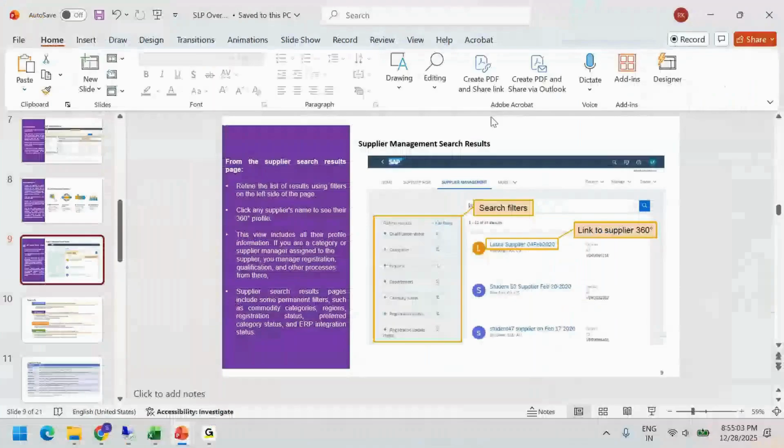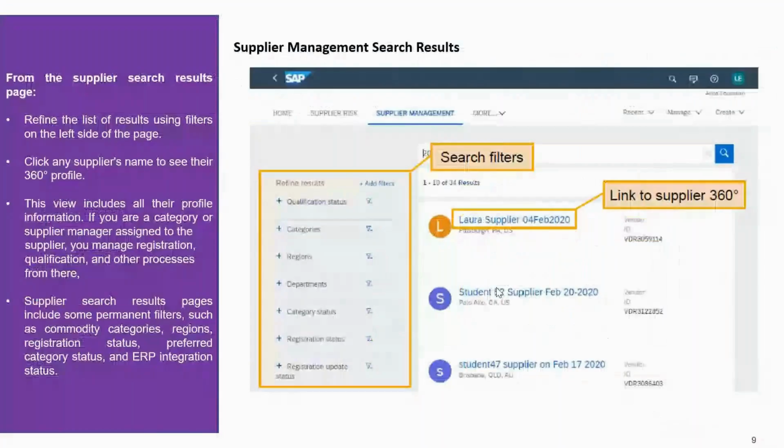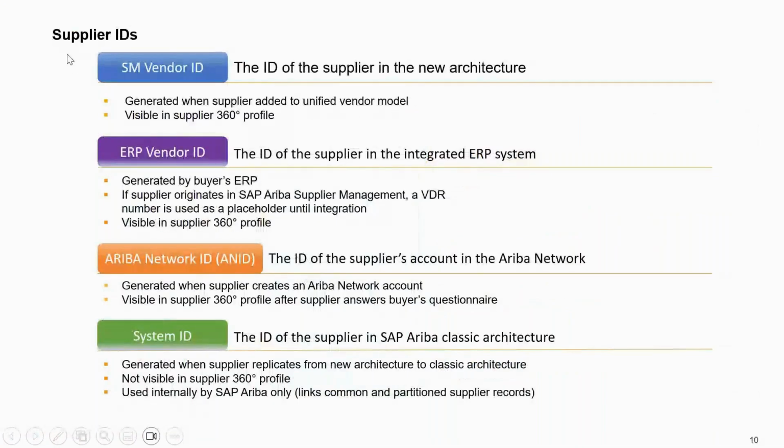Before that, let's go back to our PPT. I think we just covered the refinement of the results, or the search filter. We can tweak it based on our requirement. The next and very important topic is the supplier IDs. There are four types of ID. As of now, any doubt you have, guys? Anyone? No. Okay.